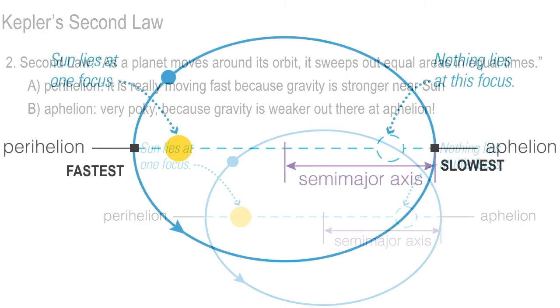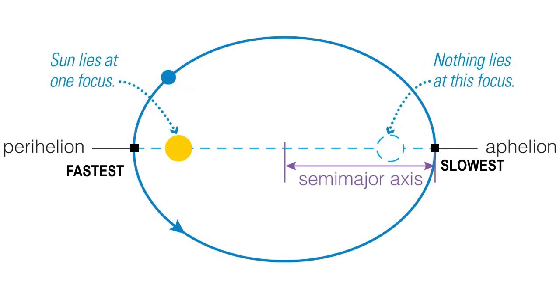Now, let's take a closer look at it. Here's the fastest point out here, perihelion, where it's closest. And here's the slowest point over here, aphelion, where it's furthest away, as I just mentioned. So go ahead and mark down perihelion, fastest, or maximum speed. The speedometer reaches its biggest number at perihelion. Aphelion, slowest, or minimum speed. It's still moving, but it's not as fast as at perihelion.